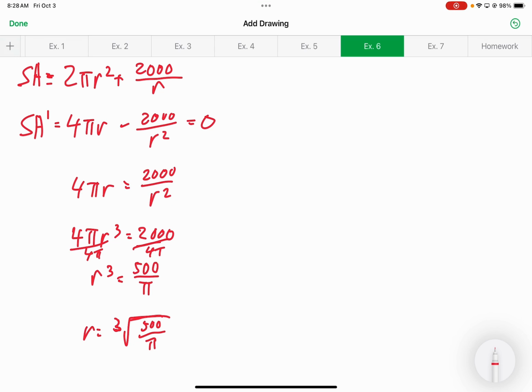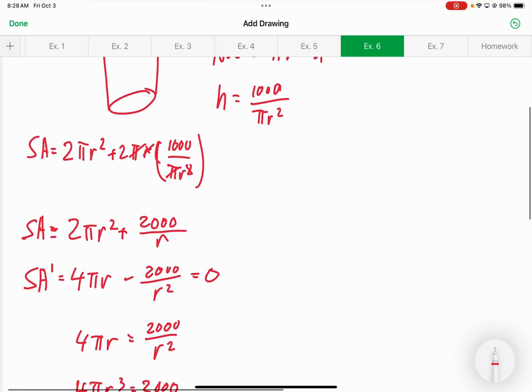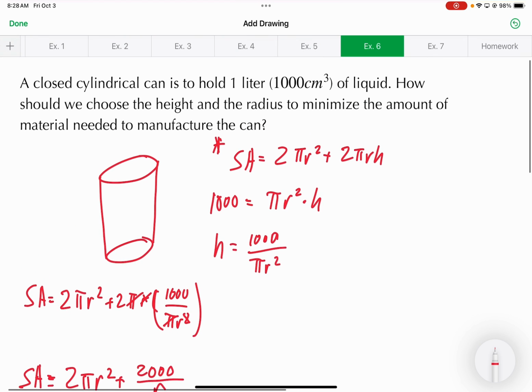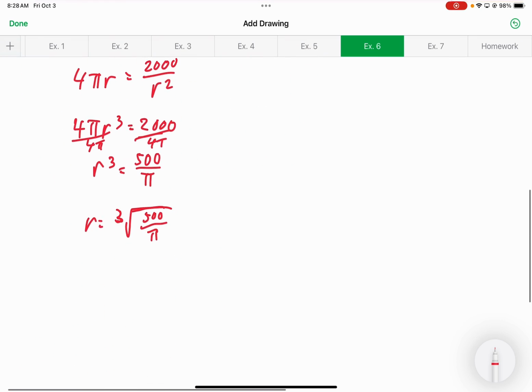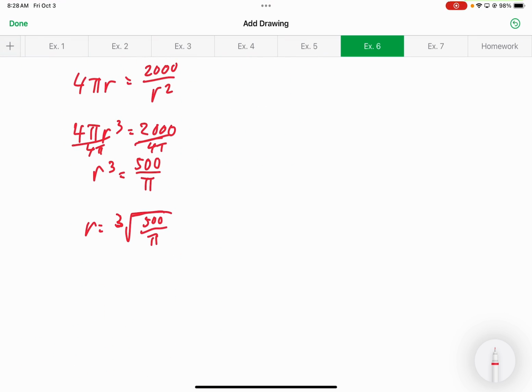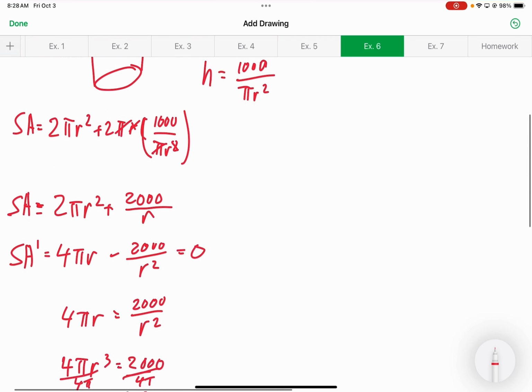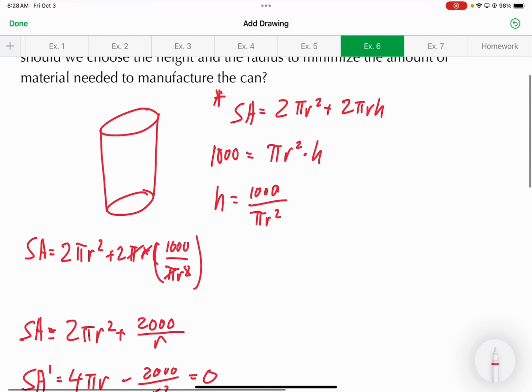All right, so now we know what r is. So now we can plug that back into our surface area. I'm distracted by the music. What do we want to do? We want to... Oh, we need to figure out our height, right? Yeah, so it wants to know what both radius and height are, so... Okay, so I need to plug that all the way in up here. Cube root of 500 over pi.